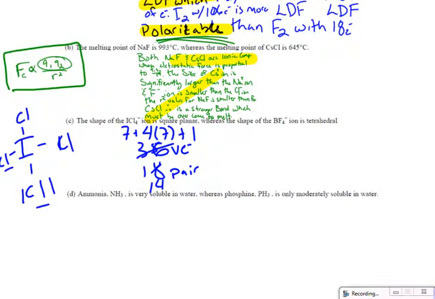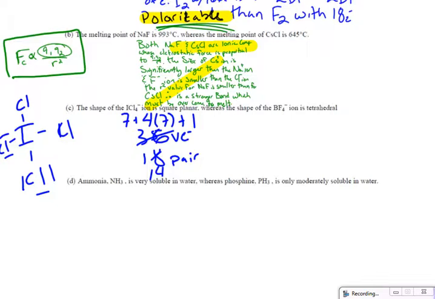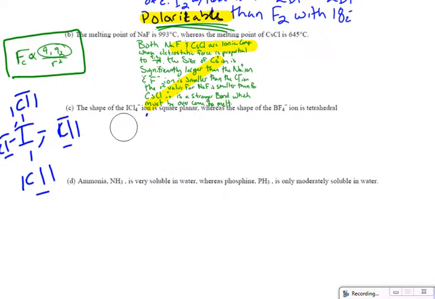1, 2, 3, 4, 5, 6, 7, 8, 9, 10, 11, 12. I'm down to 2 left. Any extras go on the central atom. Can iodine have an expanded octet? Yes, it is after period 3. So that's okay. Okay, so there's my iodine anion, or iodine tetrachloride anion. What do we got over here?